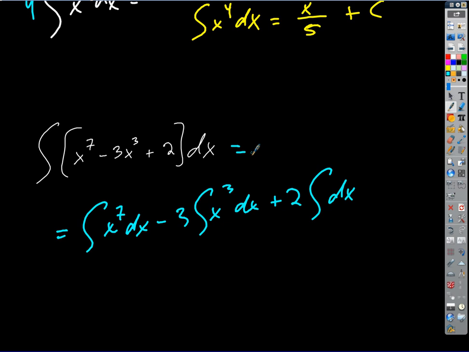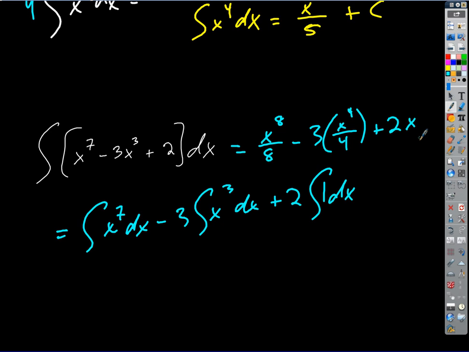I wouldn't write all that out because it takes too much time, but that's what you're thinking. So what is the antiderivative of x to the 7th? x to the 7 plus 1 over 7 plus 1. Minus 3 times the antiderivative of x cubed, which would be x to the 3 plus 1 over 3 plus 1. And then what about this guy? What's the antiderivative of 1? That's the same thing as x to the 0, so it ought to be x to the 0 plus 1 over 0 plus 1. So it's just x. Do you see that?